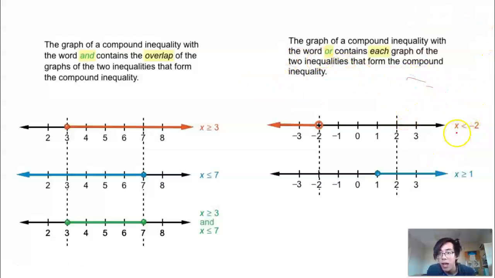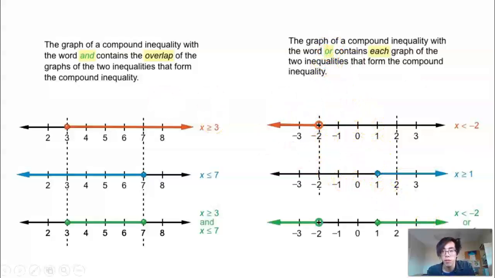Okay, x is less than -2, so that's going to be an open dot going in this direction, towards the negative direction. And then you have x is greater than or equal to 1, so that's going to be a closed dot going towards the positive direction. As you can see here, from the points -2 and 1, there's no overlap between both.